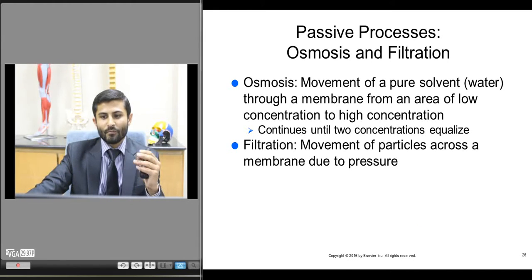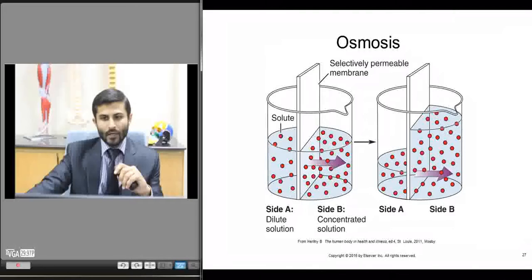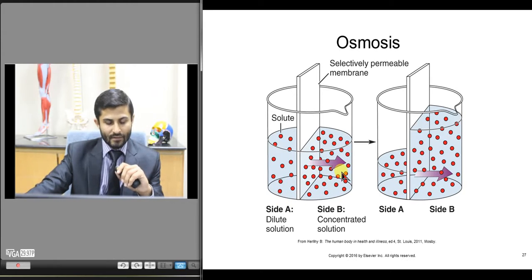Filtration is the movement of particles across a membrane due to pressure. Now if you look at this, this is side A, side B, so dilute solution and concentrated solution, because the number of particles is more over here. So what will happen is that the water is going to get to the other side. There's this force of attraction of these molecules for the water.